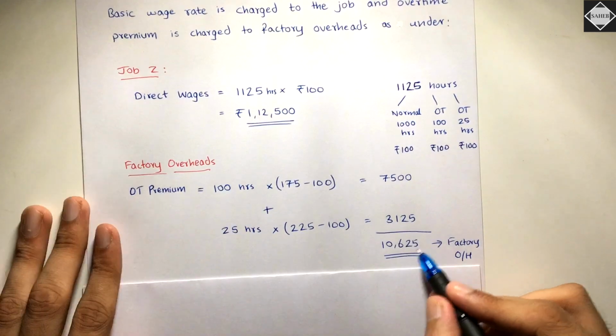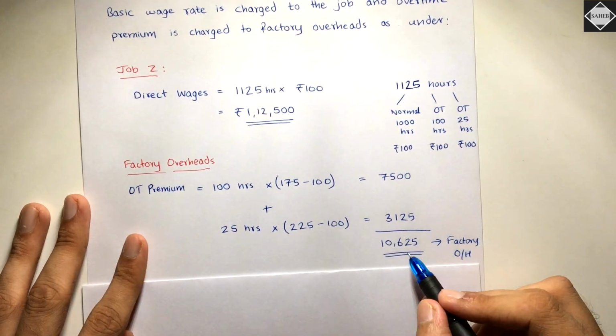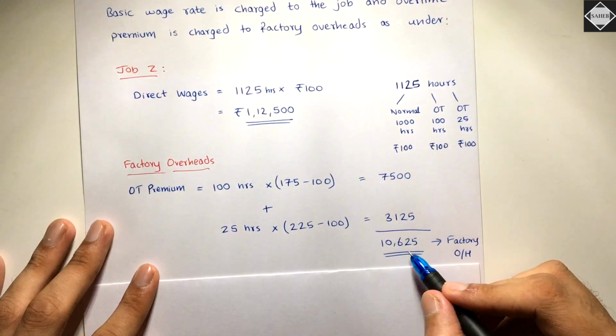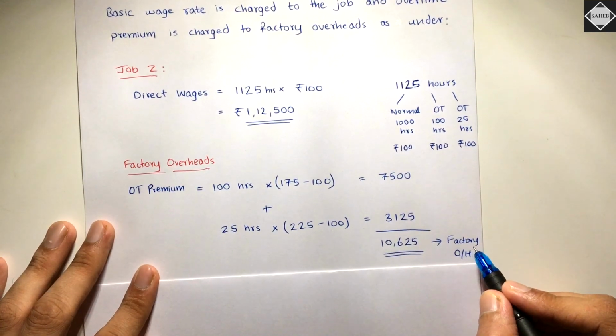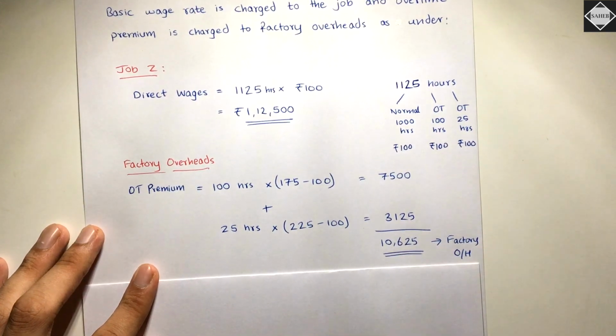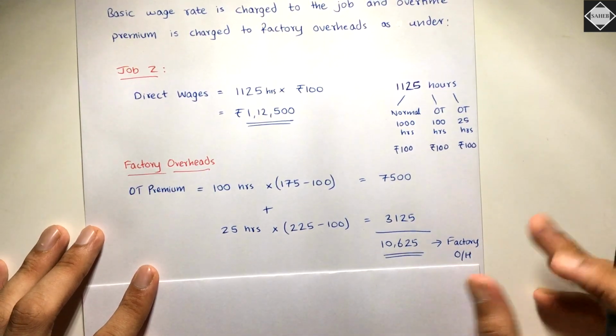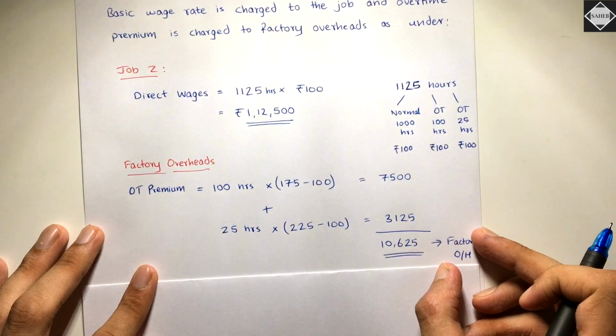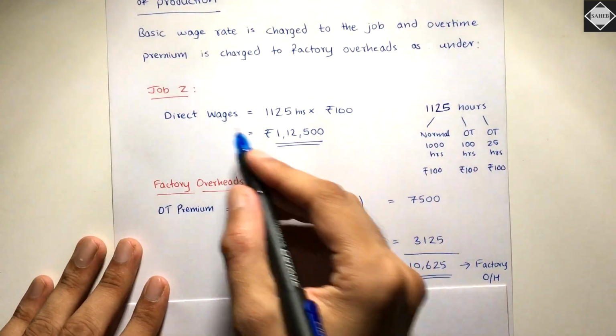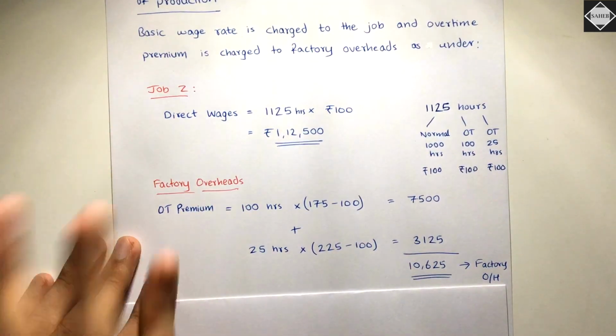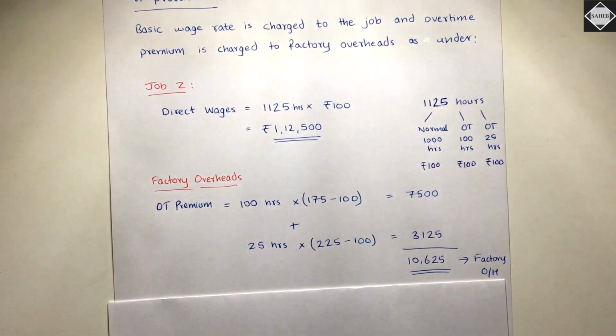This is just overtime premium. Understand? This is just overtime premium. Now this will be charged to factory overhead. Is it clear? Did you understand the whole concept? Okay. So you understood. This is the overtime premium which will go to factory overhead, and normal has gone directly to the job. Okay, fine, simple.